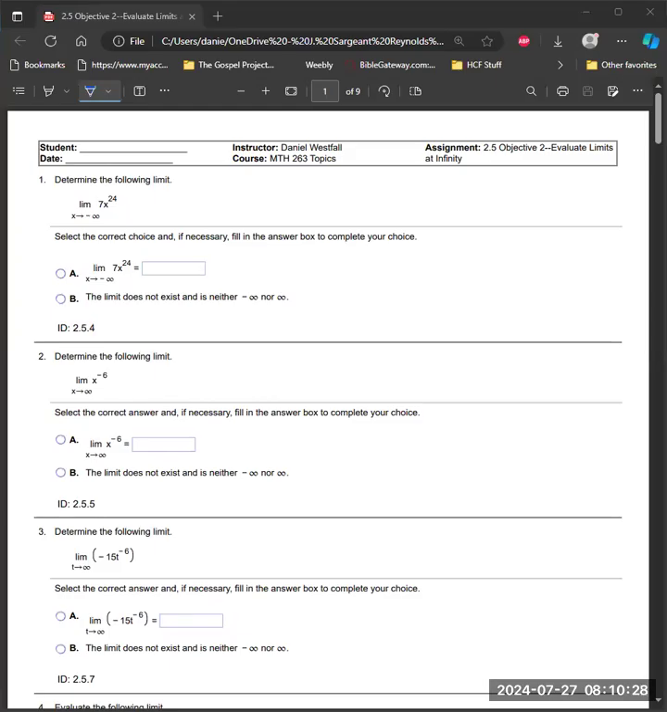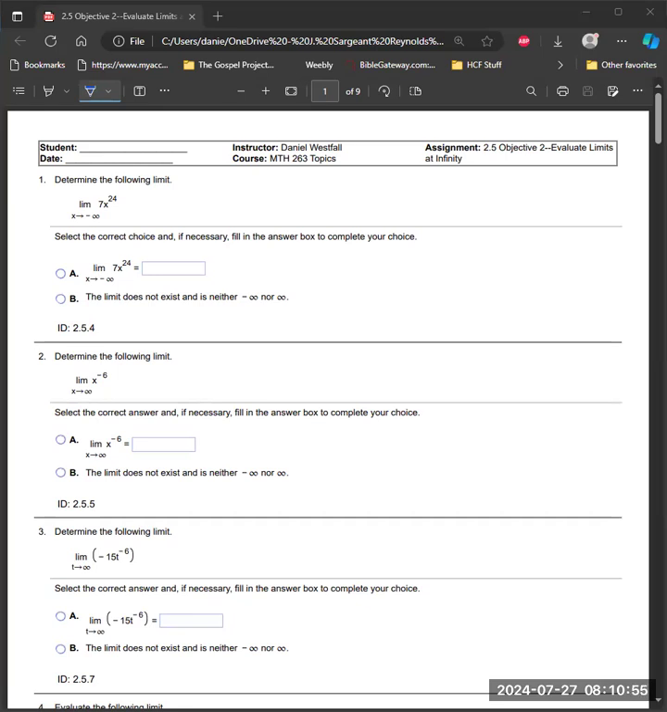In this video, we're going to talk about 2.5 Objective 2, where we evaluate limits at infinity. We're going to do this with a variety of Calculus 1 techniques. We're not going to use our Calculus 2 techniques yet, since this is still our Calculus 1 videos. So let's go ahead and find the limit of 7x to the 24th as x approaches negative infinity.